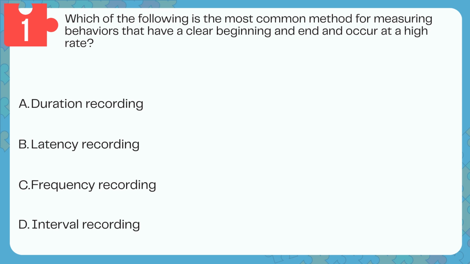Question 1. Which of the following is the most common method for measuring behaviors that have a clear beginning and end and occur at a high rate? A. Duration recording. B. Latency recording. C. Frequency recording. D. Interval recording.